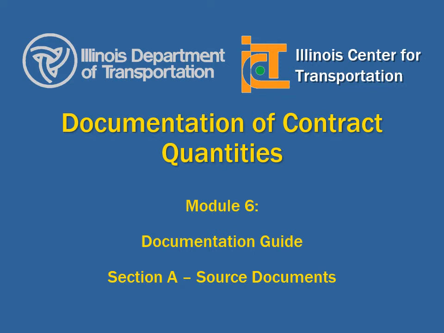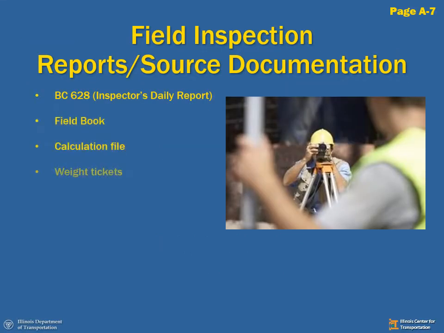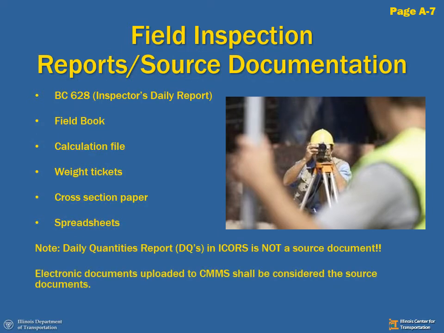Welcome to Module 6 of the Documentation of Contract Quantities class. We're still in Section A in the Doc Guide, and we will be discussing source documents. Field inspection reports and source documentation.